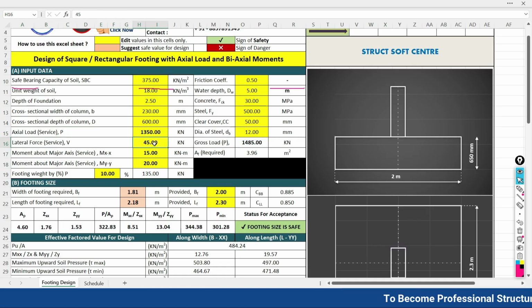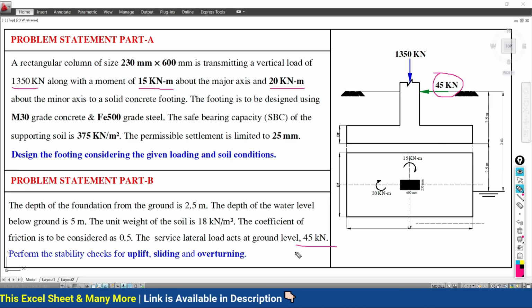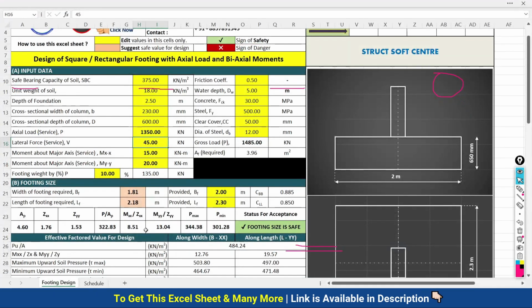And one more thing given here is the lateral load. The lateral load on our foundation at the ground level is going to act with an intensity of 45 kilonewton as the service load. Here it is given in your problem statement as well. So I am going to put 45 here.